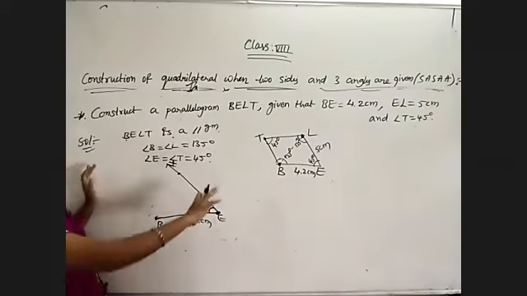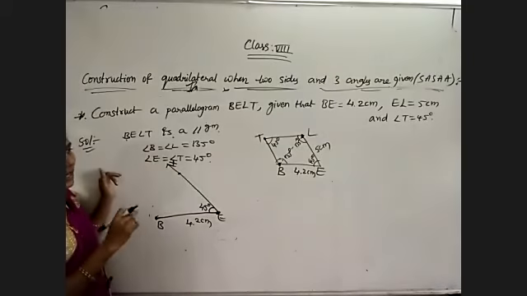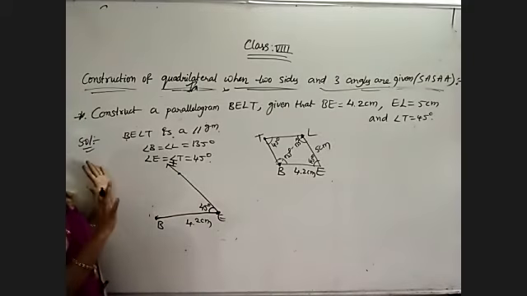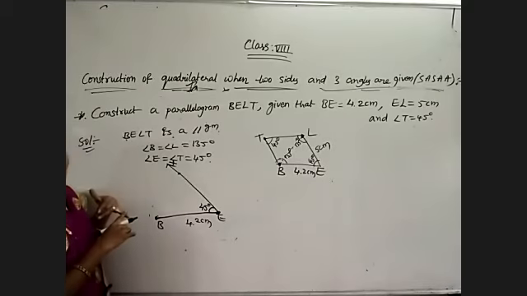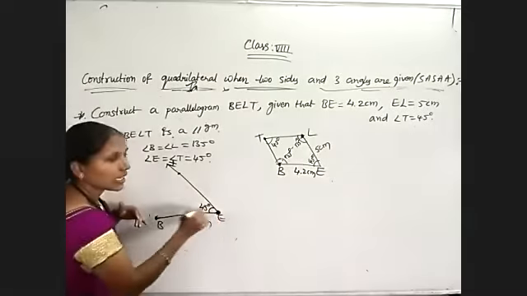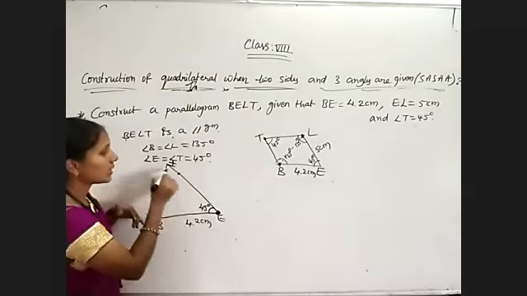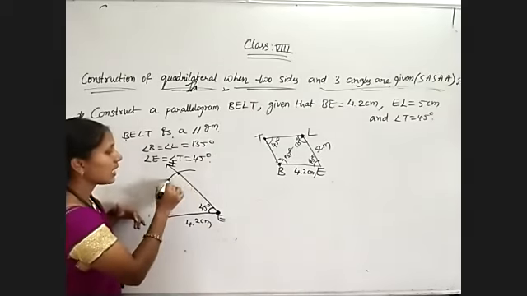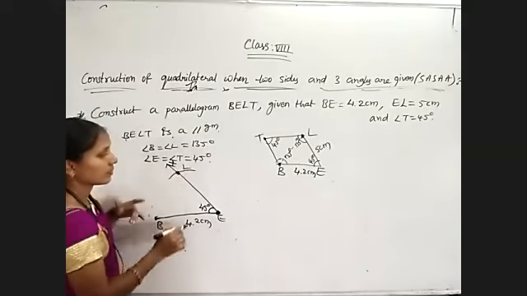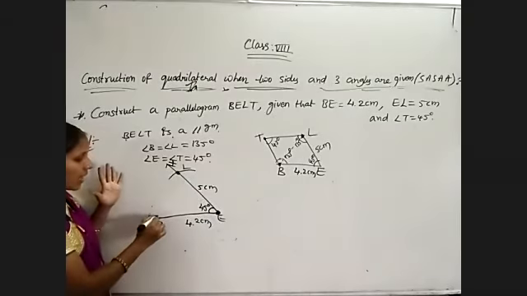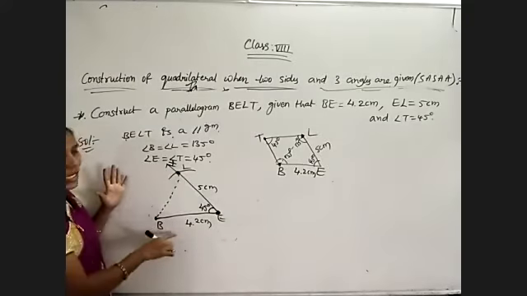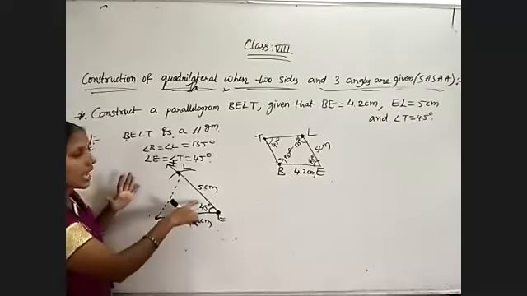Okay. Now take EL length. How much is given? 5 centimeters. So take the 5 centimeters radius using the compass. With E as center, cut the ray EX at L, which is equal to 5 centimeters. Now we got the triangle BEL with the given measurements, side angle side.